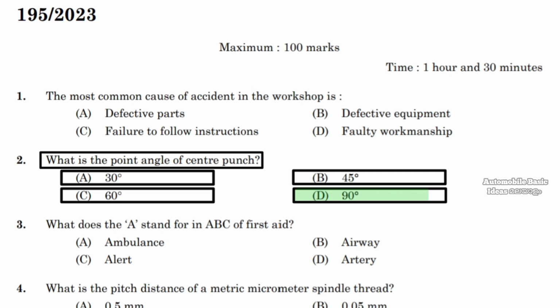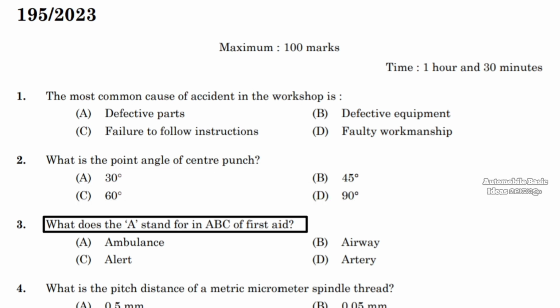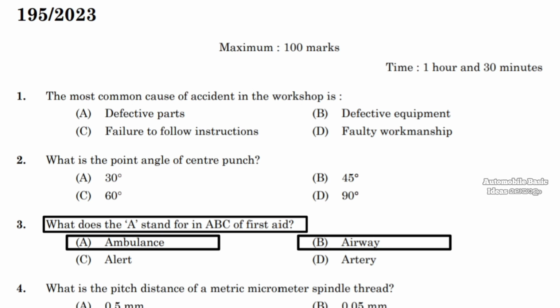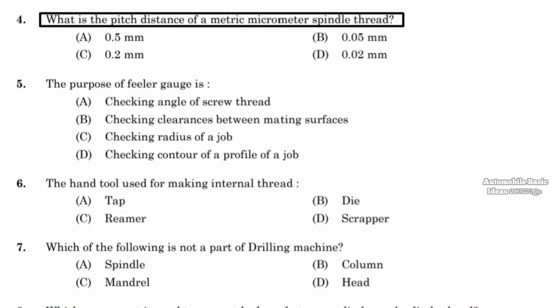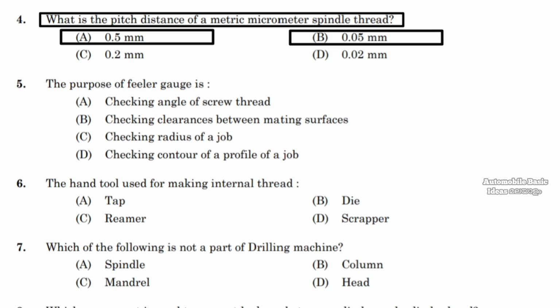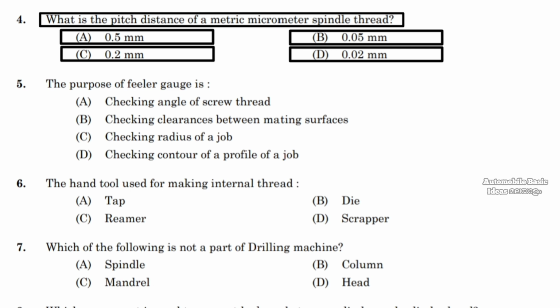Answer D. 90 degrees. 3. What does the A stand for in ABC of first aid? A. Ambulance, B. Airway, C. Alert, D. Artery. Answer B. Airway. 4. What is the pitch distance of a metric micrometer spindle thread? A. 0.5 mm, B. 0.05 mm, C. 0.2 mm, D. 0.02 mm.